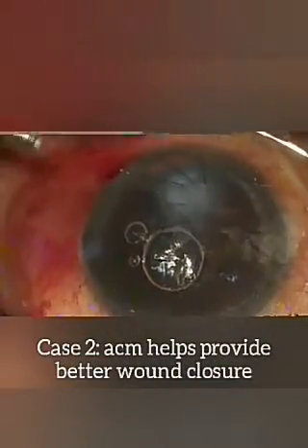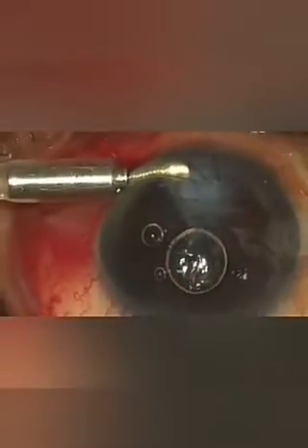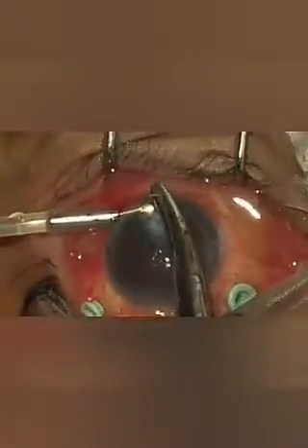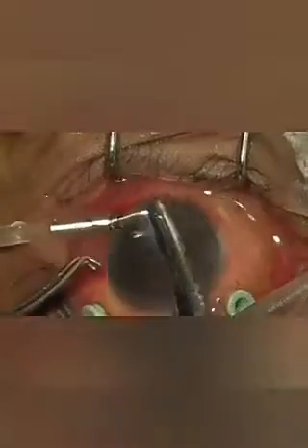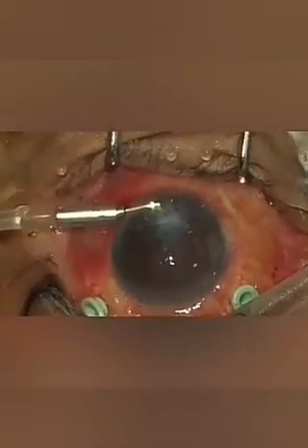It is difficult to close the open wound when the AC is collapsed. A collapsed anterior chamber can lead to endothelial cell damage while suturing the cornea, and thus the AC maintainer helps in preventing corneal edema.